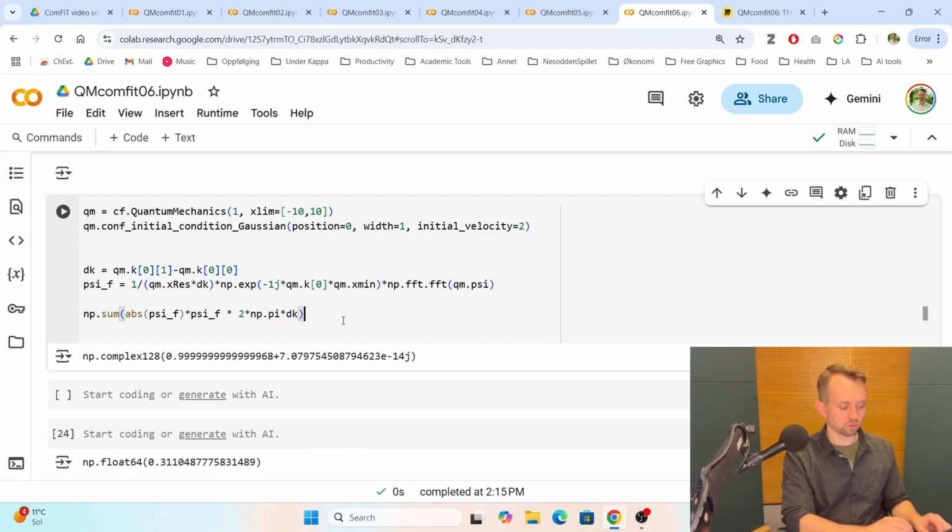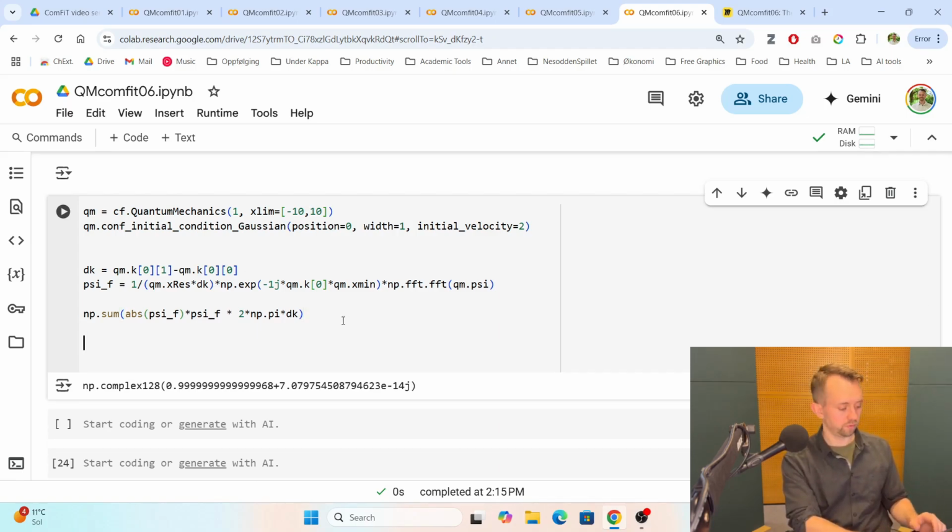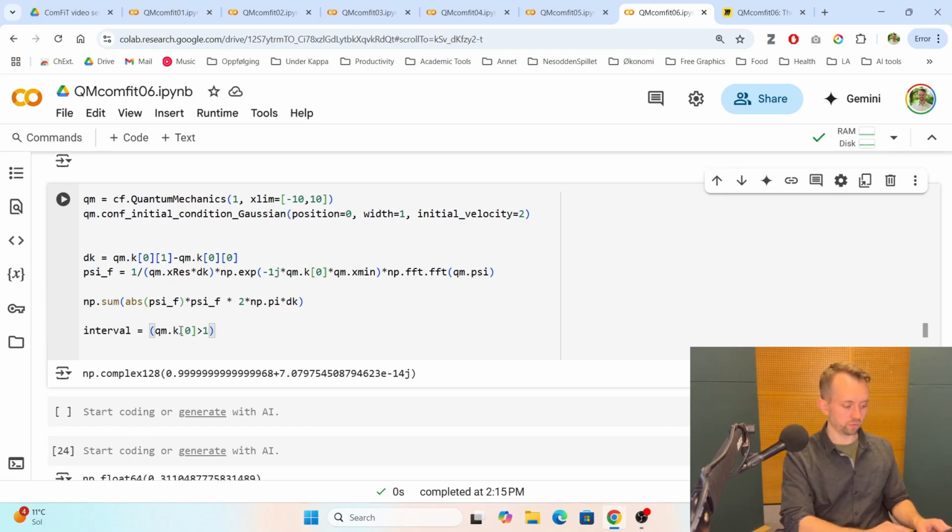like a conditioned or limited integral the same way we did for x space by saying that the interval we're interested in is qm.k of 0 larger than, let's say, 1. So this is going to pick out all the k values where the wave number is bigger than 1, and we multiply that with the k values which are smaller than 3. So this is going to pick out the interval between 1 and 3.